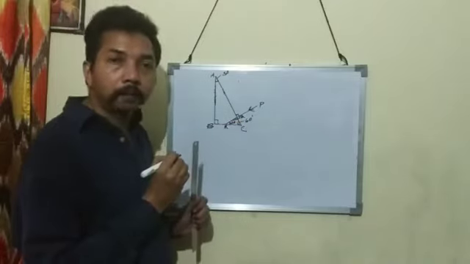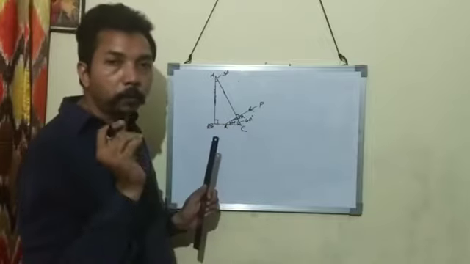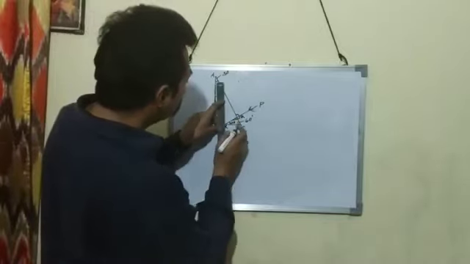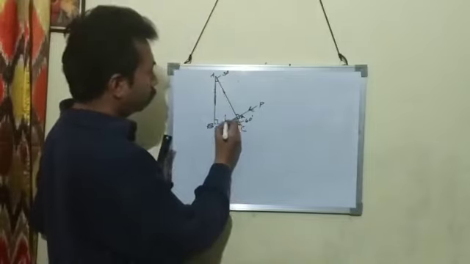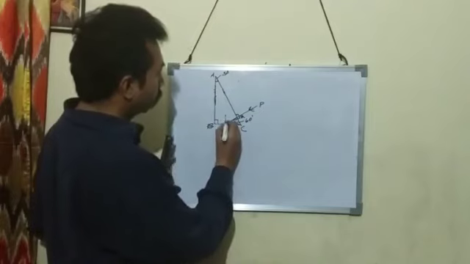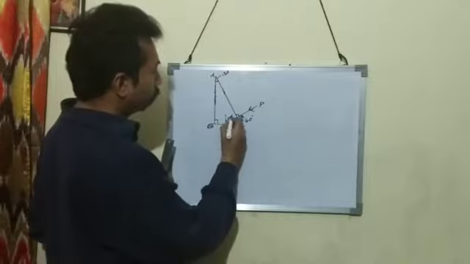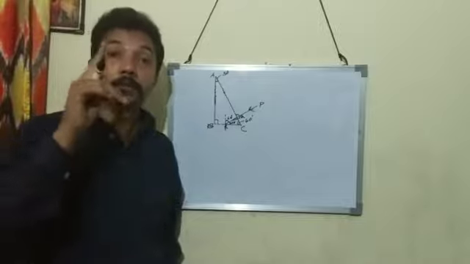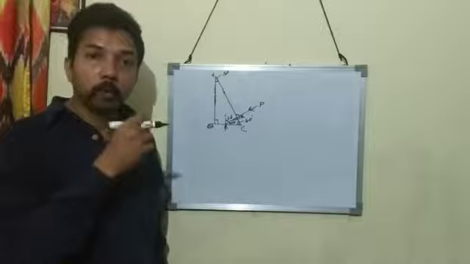Is it the angle of incidence on BC? No. The angle of incidence means the angle between the normal and the incident ray. Here we have not drawn the normal, so drawing a normal at the point R, then we will calculate the angle of incidence. The angle of incidence will come as 90 minus 30, that is equal to 60 degrees. So the angle of incidence on surface BC is 60 degrees, which is more than the critical angle.